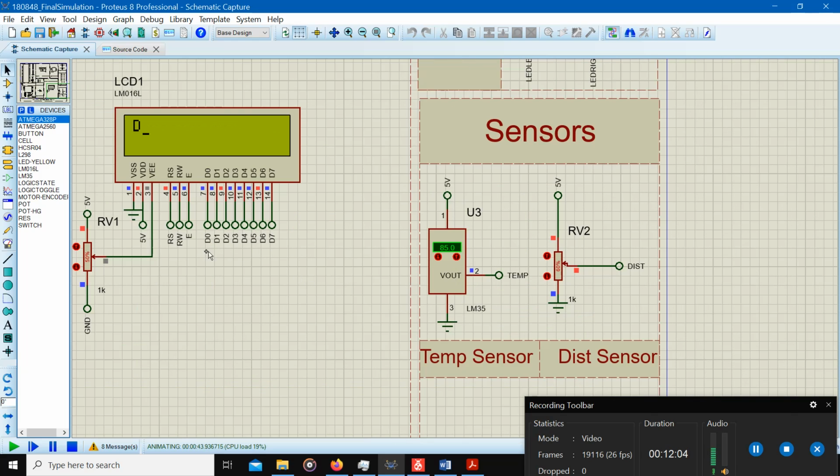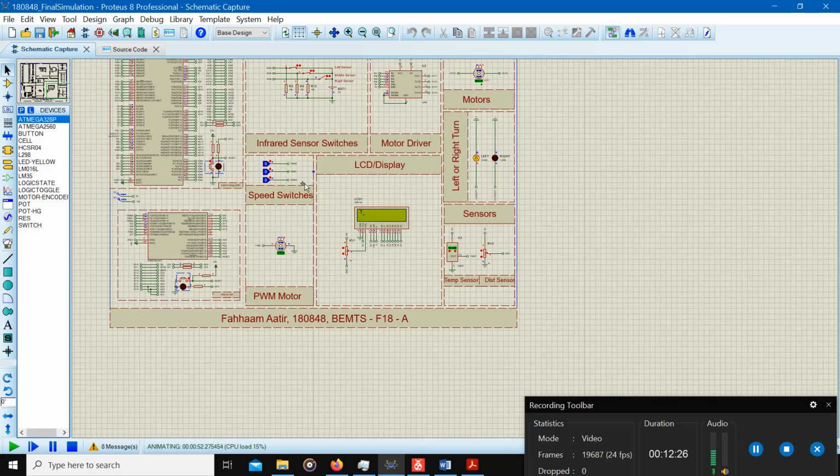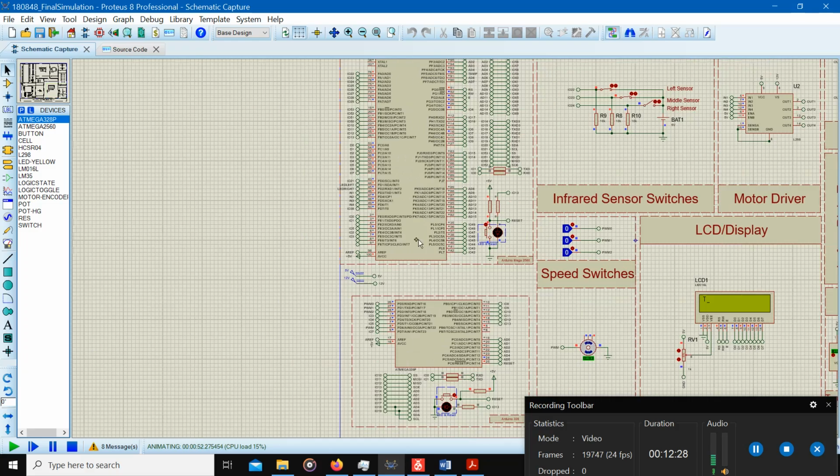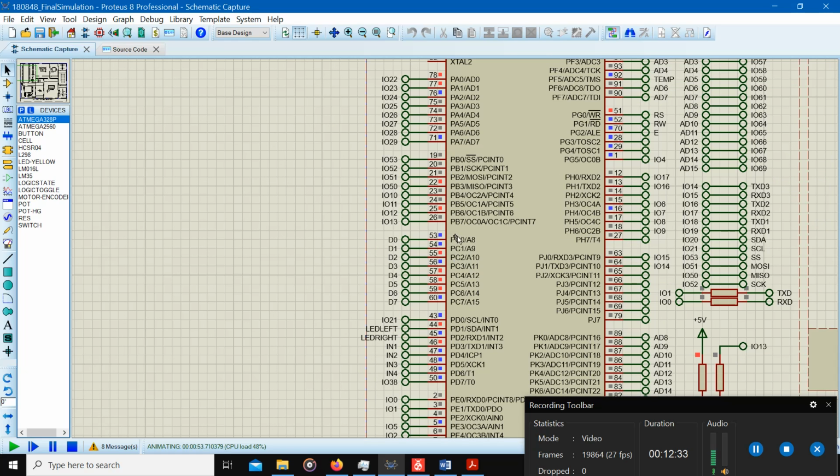So that is what happens here. For the LCD, you can see that we have a potentiometer over here. This potentiometer is actually used for controlling the contrast of your LCD on the hardware in real life. Then you simply have your pins from D0 to D1, D2 till D7. These are connected over here on the PC, that is port C, from D0 till D7.